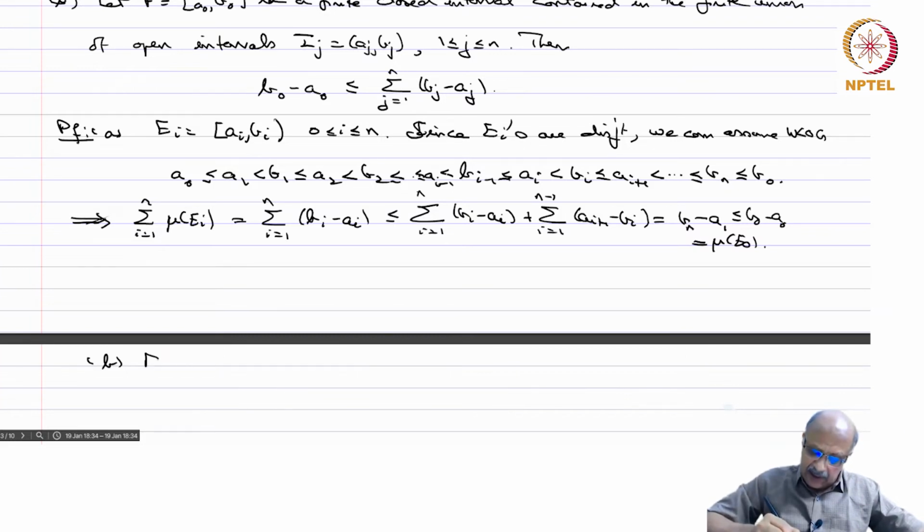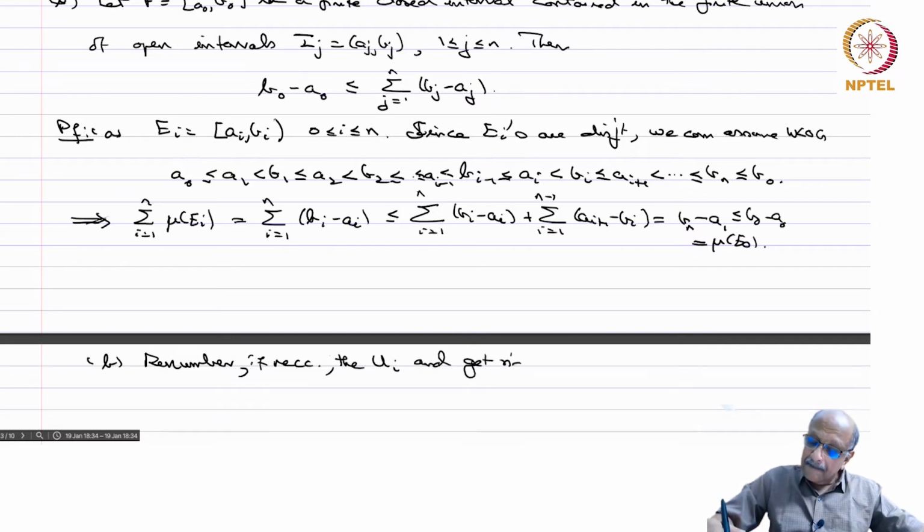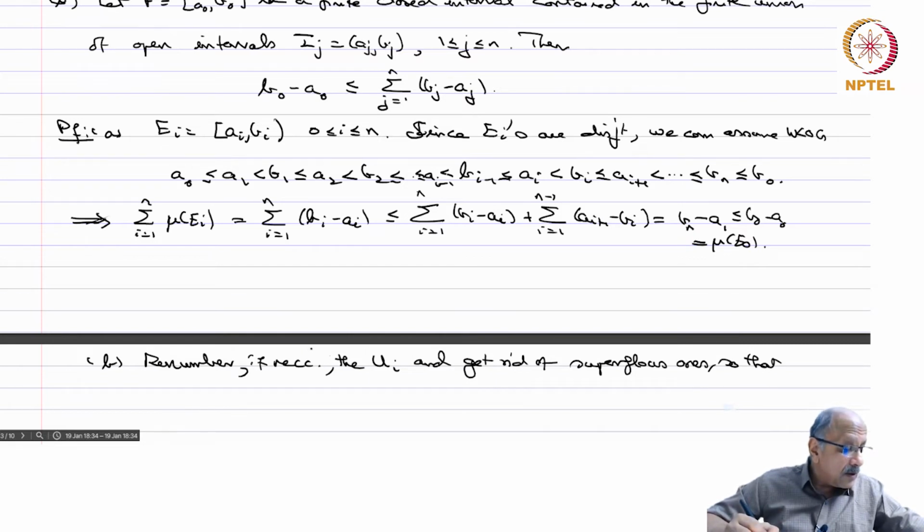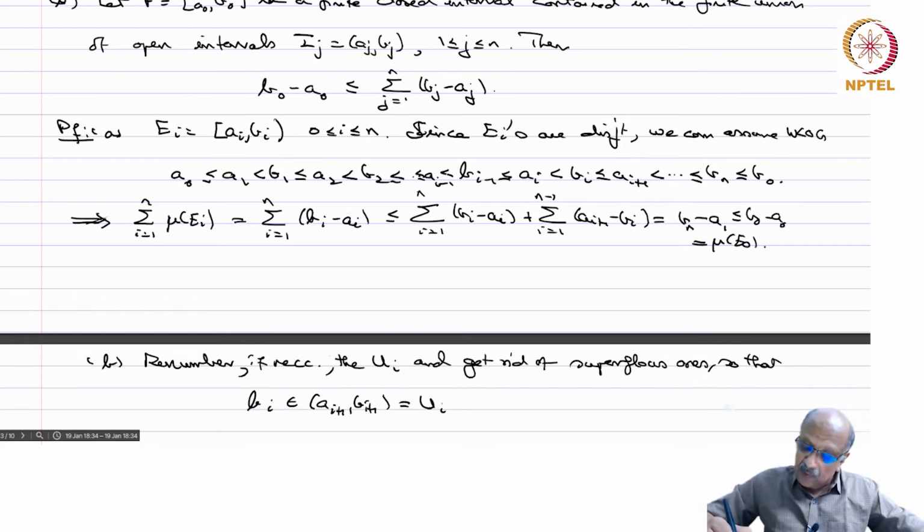So again renumber, if necessary, the ui and get rid of superfluous ones so that you have bi belongs to ai plus 1 bi plus 1, which is equal to ui plus 1.